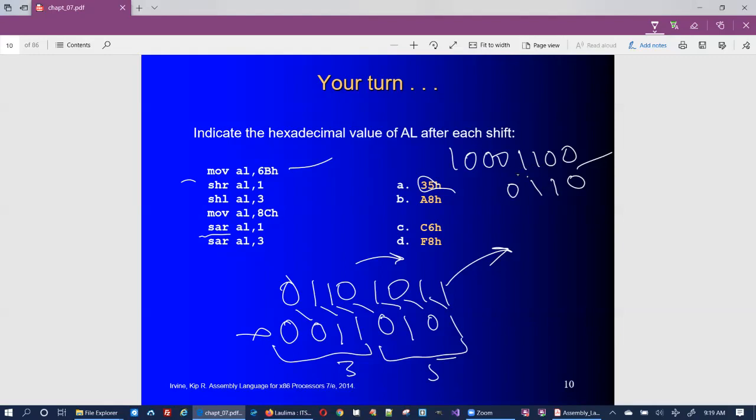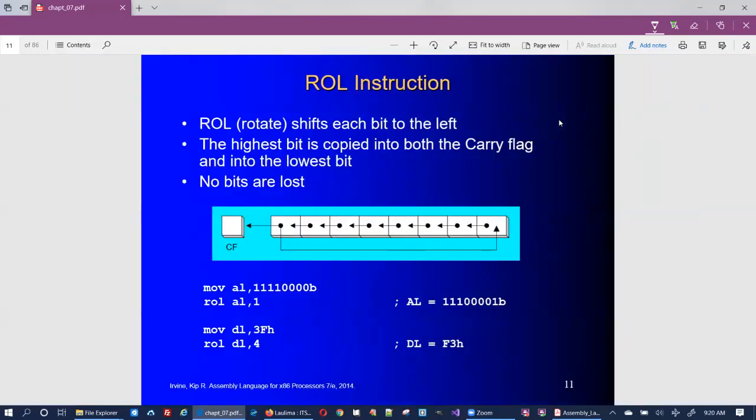And then, let's see, no, wait a second. That's this, that's this, that's this, that's this. 0, 0, 1, and then a 1 gets shifted in. So it's 1, 1, 0, 0, 0, 1, 1, 0, which is C6, which is what it shows there. So anyway, that's some examples of shifting.